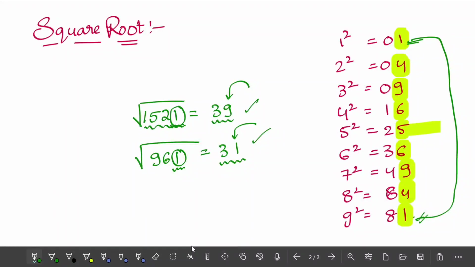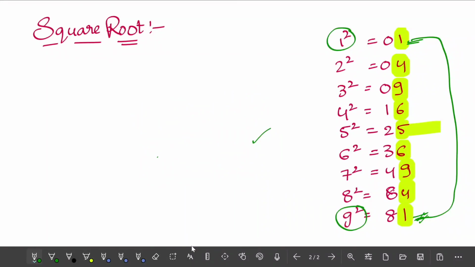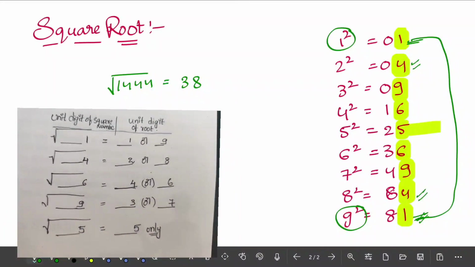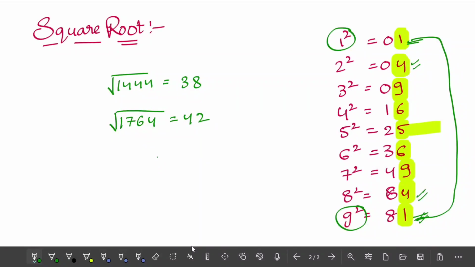So here the unit digit is 1, here also the unit digit is 1, which means the roots end in either 1 or 9. Let's go for one more number. Let us say here 4 and here also we got 4. 38 squared is 1444, so the answer is 38. And 1764, the answer is 42.